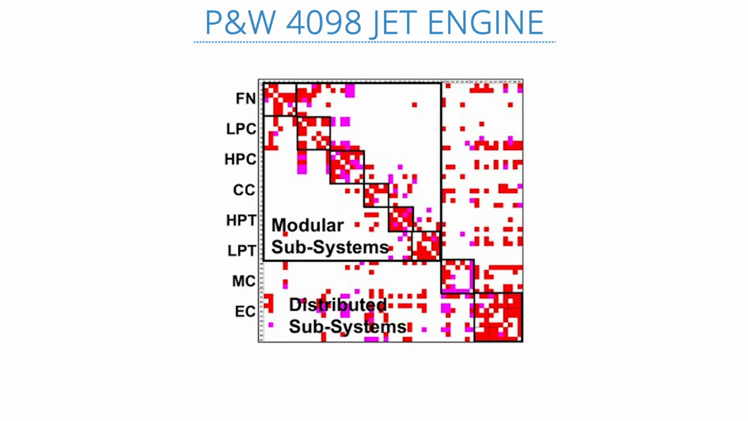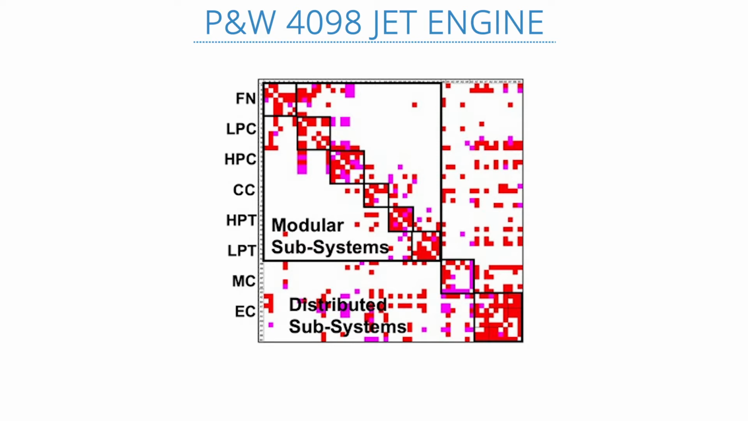Look at the high-pressure turbine, for example, the 5th subsystem down. The square representing the high-pressure turbine is full. That is, every component inside HPT interfaces with each of the other components. On the other hand, it has fairly few interactions across, that is, to other components in other subsystems. And that's true of all the modular subsystems.